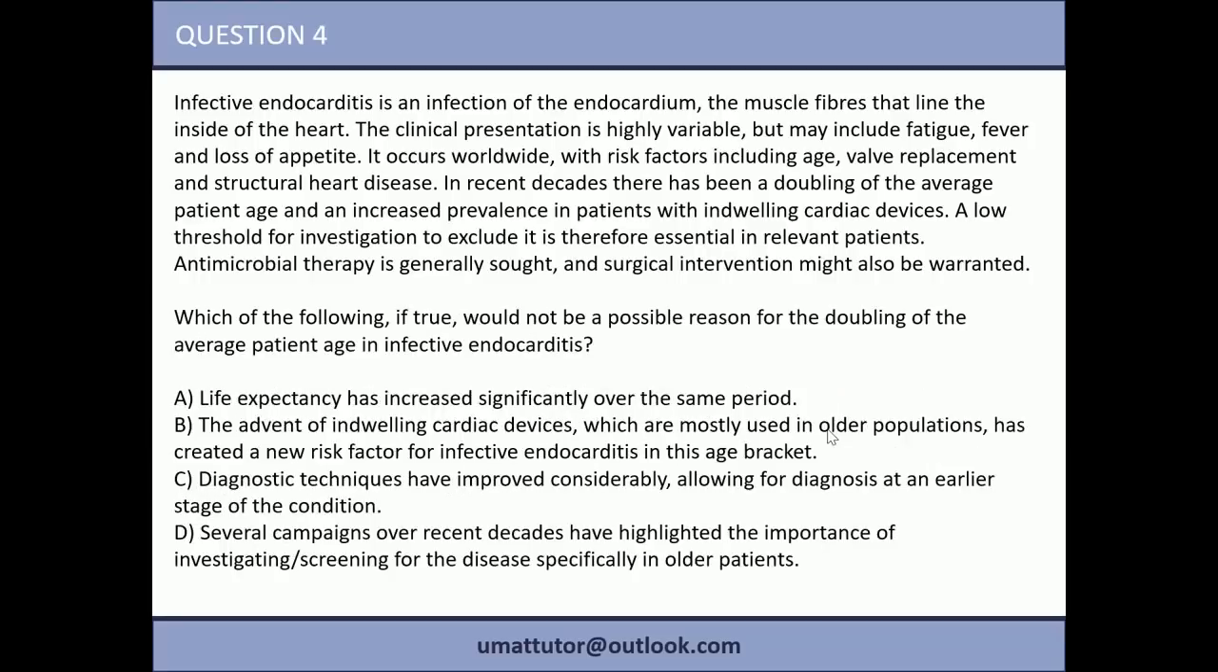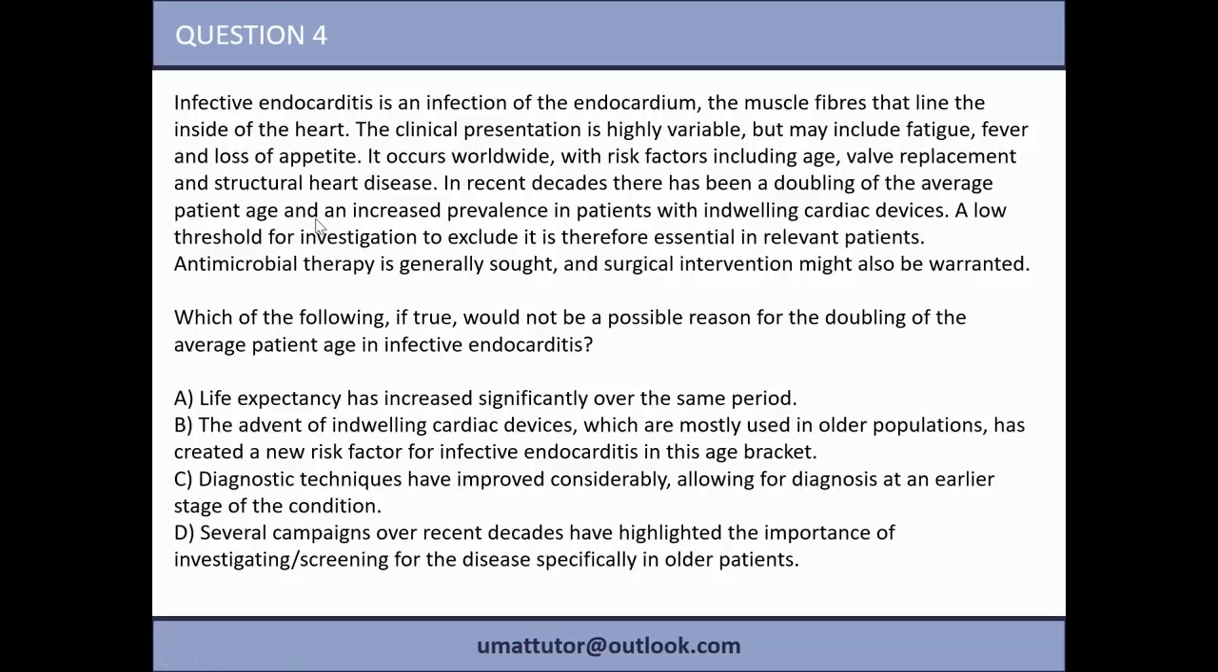Just one more quick question based on the same passage. So the new question is, which of the following, if true, would not be a possible reason for the doubling of the average patient age in infective endocarditis? So it's referring back to this part here where it says that there is a doubling of the average patient age.